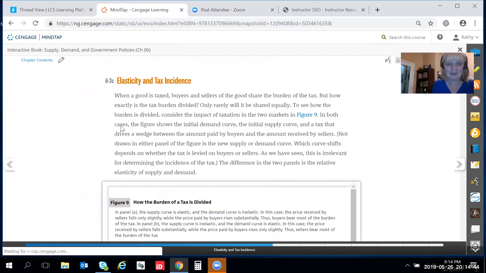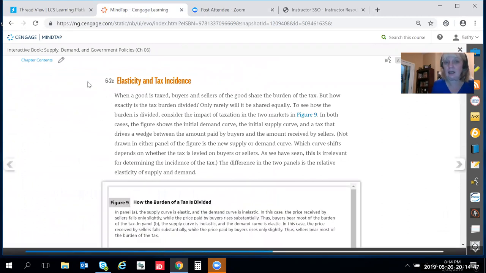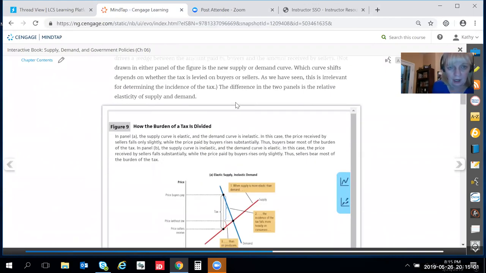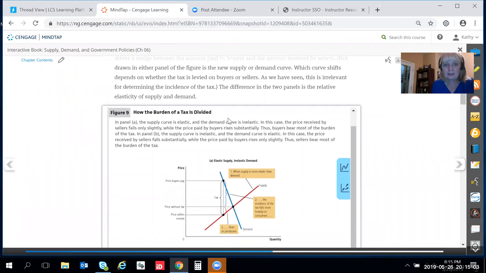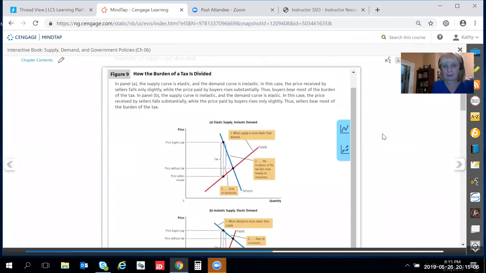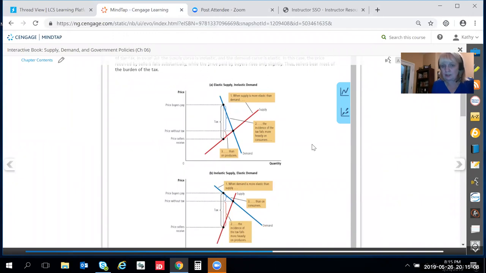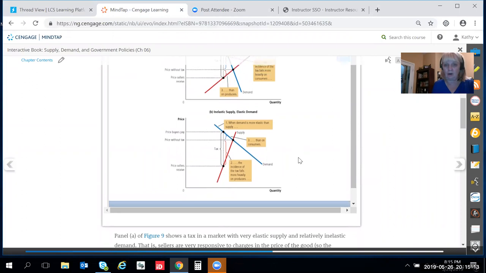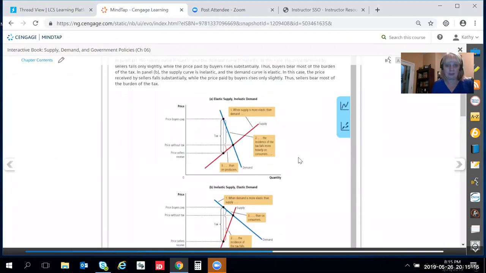Now, this is a question about elasticity and tax incidence. What happens with the taxes? So I've already opened this up to 6-2C. That's where you're going to find this. And look at this. This is figure 9. Figure 9 is exactly what we're talking about here. What if one is elastic and the other is inelastic? What if the situation is reversed? It's all right here. Very easy for you to find, very easy for you to go over.